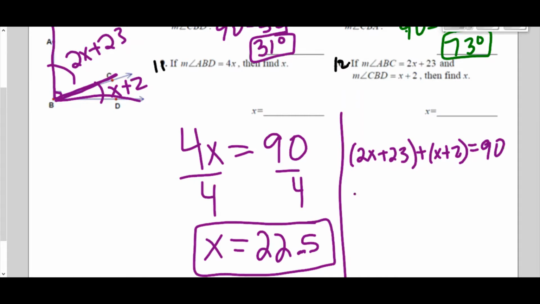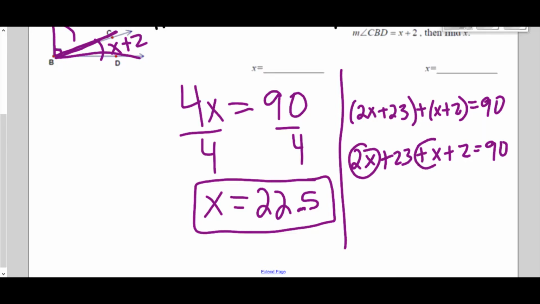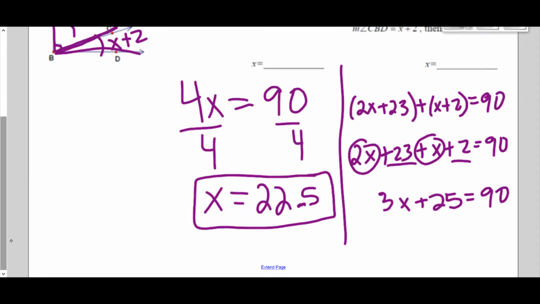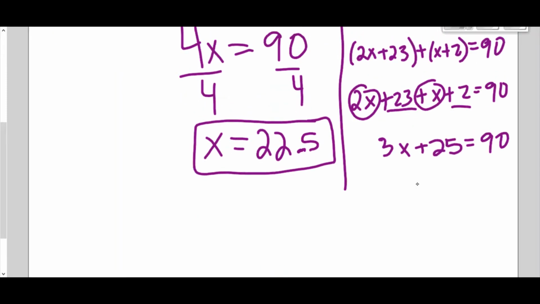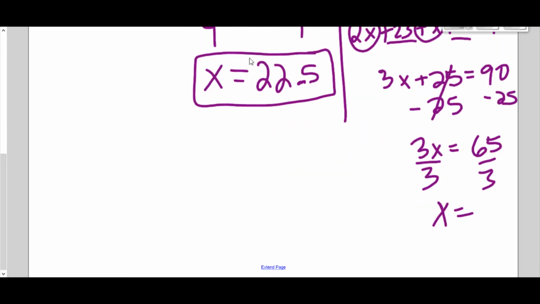So just remove the parentheses. So 2x plus 23 plus x plus 2 equals 90. So combine like terms. So 2x plus x is 3x. 23 plus 2 is 25. Equals 90. And then subtract 25 from both sides. So I get 3x equals 65. Divide both sides by 3, and you're going to get a decimal here too. So about 21.7 is x.